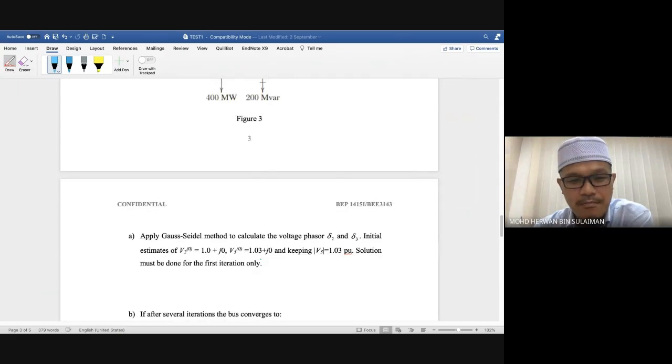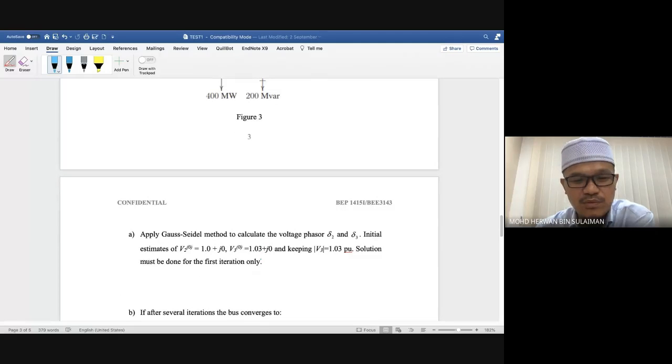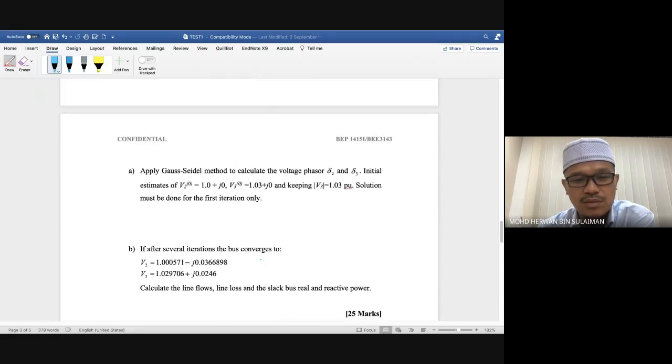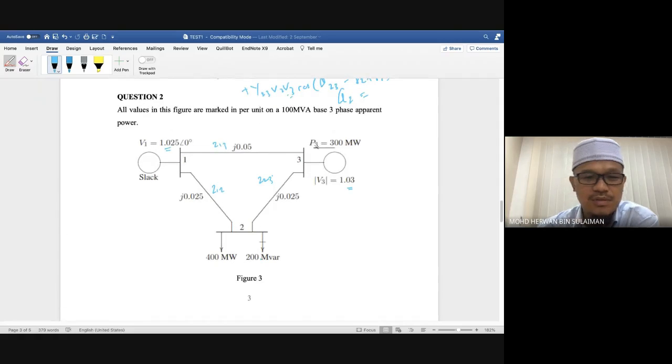Apply Gauss Seidel to calculate the phasor theta 2 and theta 3. Initial state V2 1, V3 1.03 and keeping V3 1.03. Solution must be done for the first iteration only. Okay, satu iteration saja. So apa boleh buat? First you kena buat, you boleh cari Y bar ataupun tak perlu. Untuk Gauss Seidel tak perlu Y bar pun tak apa, you just invert this one become Y. Y13, Y12 and Y23.